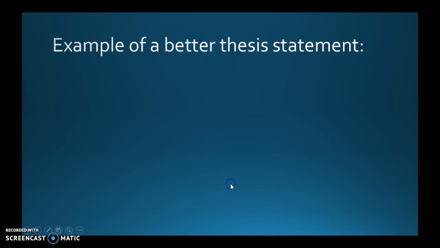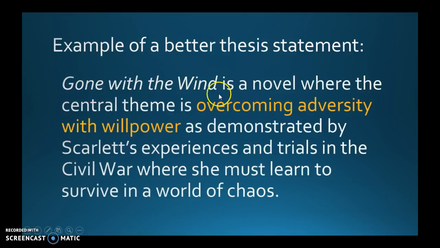Let's take a look at a good example, an example of a better thesis statement. "Gone with the Wind is a novel where the central theme is overcoming adversity with willpower, as demonstrated by Scarlett's experiences and trials in the Civil War, where she must learn to survive in a world of chaos."